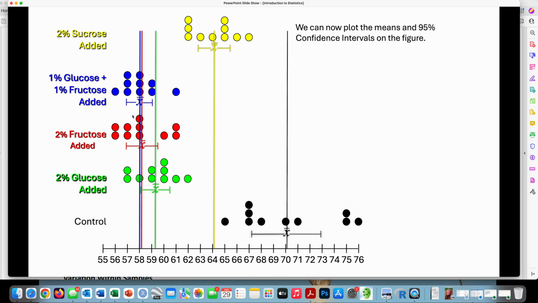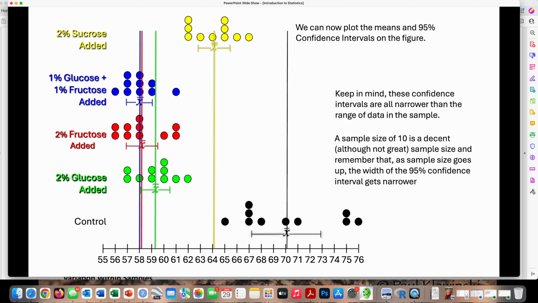These confidence intervals, though, all overlap for the most part, and as a result, we could say control is higher than everybody else. 2% sucrose is different from both the control and all of these are not really different from one another, mainly because this 95% confidence interval encompasses all of the other means that are in this experiment. And so this is how we can think about 95% confidence intervals.